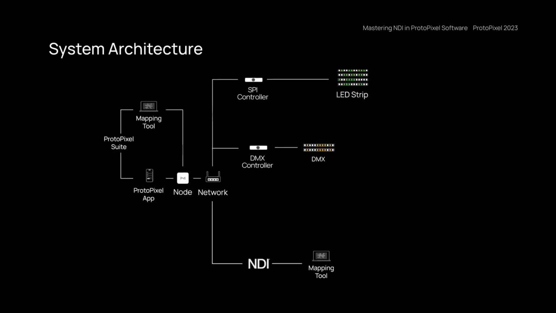Just before passing on into showing you the projects inside of the mapping tool, I want to show you a little bit of the general system architecture of the installation. I don't know if you have used ProtoPixel before, but basically you have the different luminaires, the LED strips, and the DMX, each one connected to its controller depending on the protocol, and all of these are connected to a network.